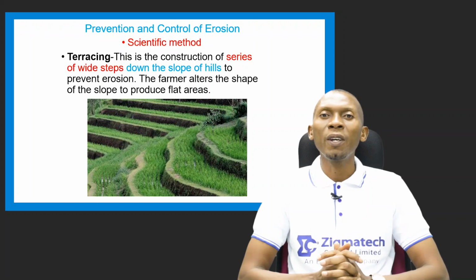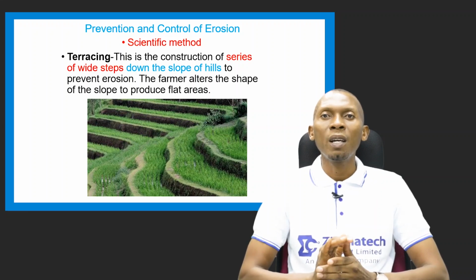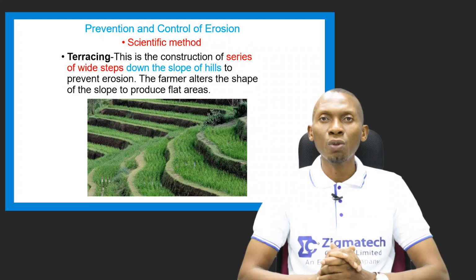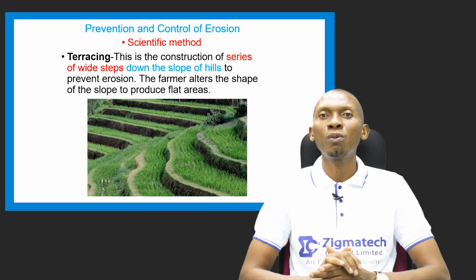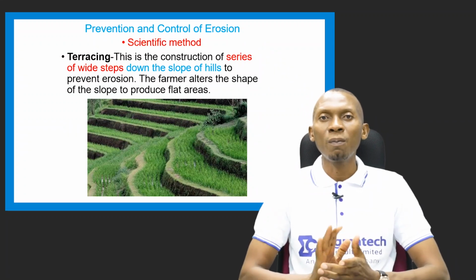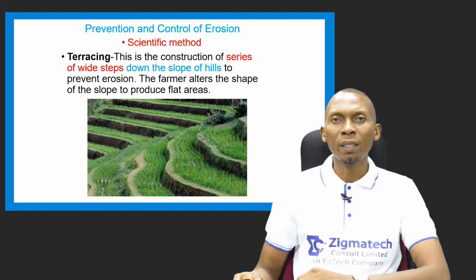Now this picture helps us to understand how terracing takes place. You can see how the steps have been created, and with these steps, erosion is being controlled. It's a scientific method and it's called terracing. Here the farmer alters the shape of the slope to produce flat areas. So the picture helps us to understand terracing better.